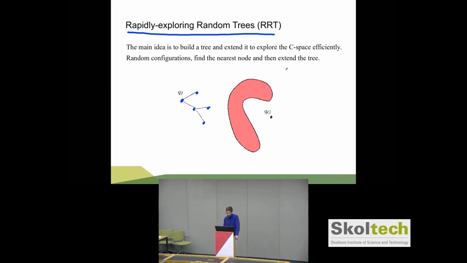And the reason is because of this. First, what we do is we sample randomly, right? So we sample randomly over this distribution on the configuration space, okay? Let's say that our sample lies here, okay? So this is our Q rand.